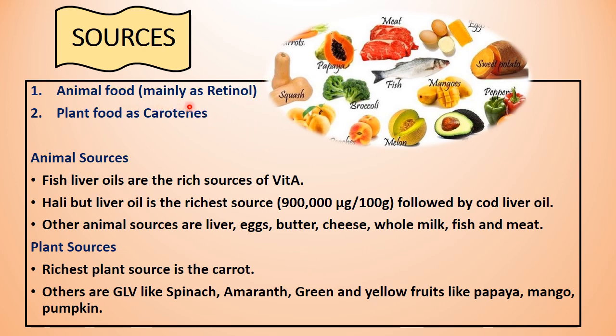So there are animal sources, which are mainly retinol, and plant sources, which are provitamin A, that is carotenoids. Among animal sources, fish liver oils are rich sources of vitamin A. Halibut liver oil is the richest source, followed by cod liver oil. Other animal sources are liver, eggs, butter, cheese, whole milk, fish and meat. The richest plant source is the carrot, and others like GLV, green leafy vegetables like spinach, amaranth, and yellow fruits like papaya, mango, pumpkin, etc.